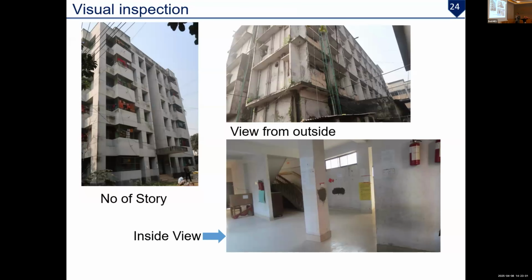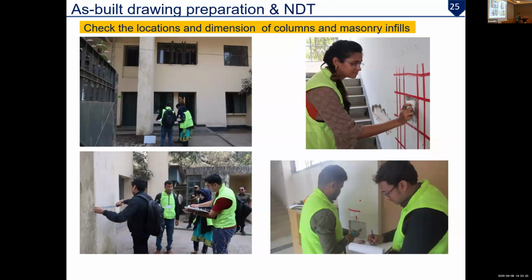Here is some visual inspection of buildings, and these are 6 to 8 story residential buildings in Bangladesh. You can see the narrow column size. Here we did some NDT tests, like a core cutting test and also a rebound hammer test, which we applied during the investigation. You see this figure, here is the core test. We tried to understand the column concrete strength, and also the rebound hammer test.